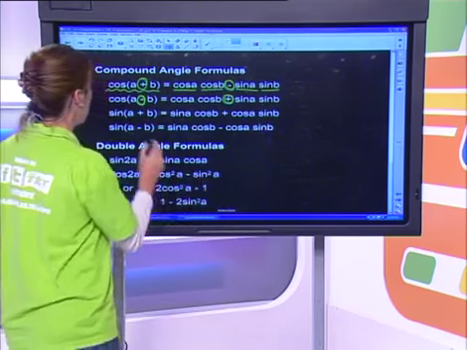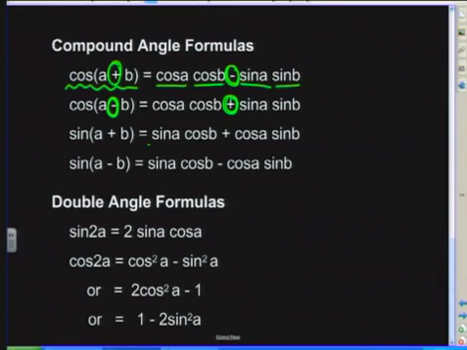For the sine compound angle, we've got sine of A plus B. Therefore, it becomes sine A cos B plus, okay, so notice that this time the signs have stayed the same, and then cos A sine B.